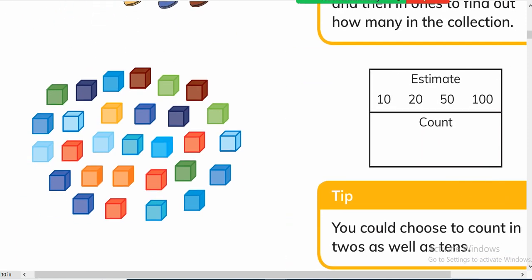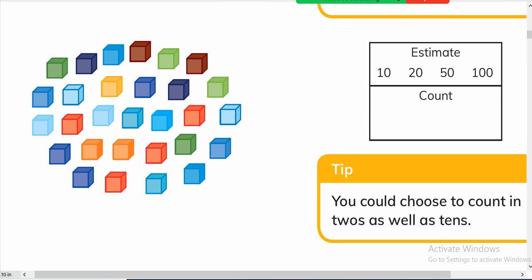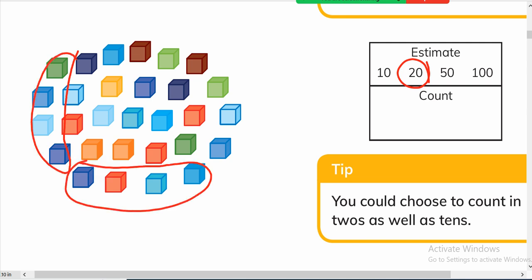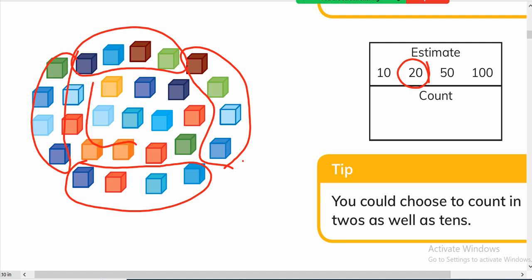Here, estimate and count. Here I think they are less than 50. I think they are 20. And here we can just do 4, 8, 10, 11, 12, 16, 17, 18, 19, 20, 21, 22, 23, 24, 25, 26, 27, 28, and 1 left. 29.